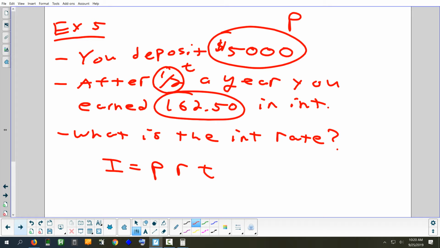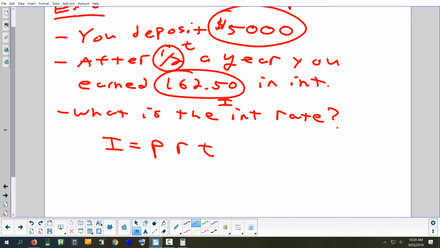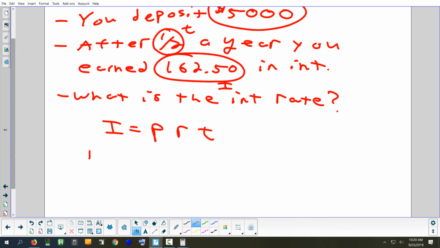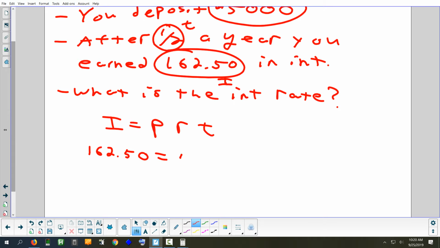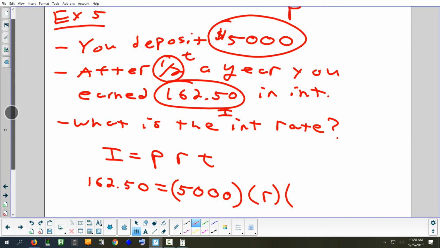So let's fill in these letters. Okay? So we figured out what I was. What was I in this problem? How much? 162.50. Perfect. How much was the principal in this problem? 5,000. 5,000. How much is the rate? We don't know, right? What is the rate? That's the question. So let's leave the rate as R. And what about the time? A half a year.